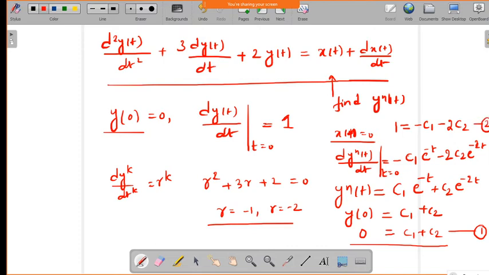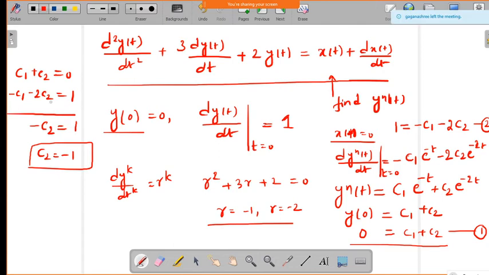Now by using equation 1 and 2, we have to find out the values of C1 and C2. Take those equations: C1 plus C2 equal to 0, and minus C1 minus 2C2 equal to 1. If you add these two equations, C1 and minus C1 cancel each other, and minus 2C2 plus C2 gives minus C2 equal to 1. So C2 equal to minus 1.